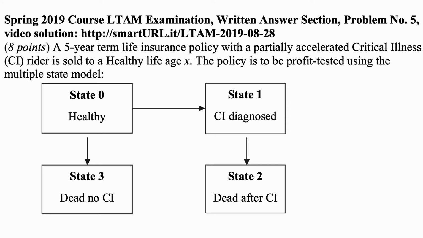Here's a problem for today for exam LTAM. This is problem number 5 from the written answer section of the last exam LTAM from spring 2019. A 5-year term life insurance policy with a partially accelerated critical illness CI rider is sold to a healthy life age X. The policy is to be profit tested using the multiple state model, and the states are state 0 healthy, state 1 diagnosed with critical illness, state 3 dead without going through critical illness, and state 2 dead after going through critical illness. Note that there is no return to healthy state from critical illness, and states 2 and 3 are absorbing. In fact, there are no returns here, basically.